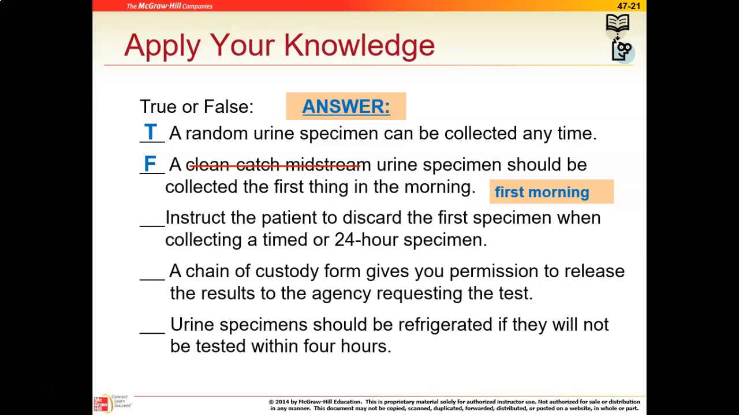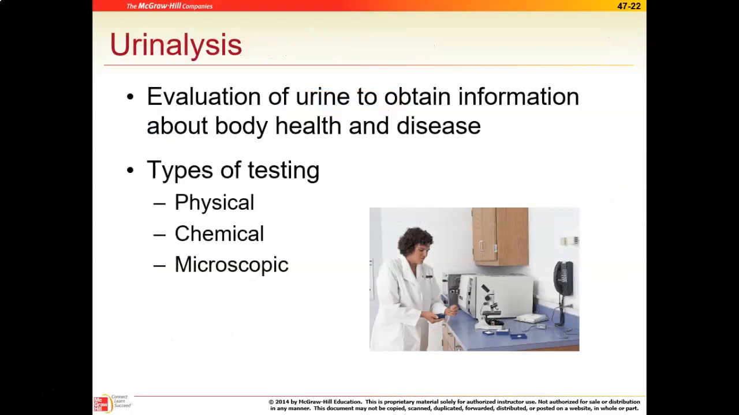You would instruct the patient to discard the first specimen when collecting a timed or 24-hour urine specimen. That is true. We would urinate and then do our time start, and so that would be the starting of the time frame. But you always discard the first one and then start your time. A chain of custody form gives you permission to release the results to the agency requesting the test, and that is true. And then urine specimens should be refrigerated if they will not be tested within 4 hours, and we just kind of discussed that. Anything more than an hour, you need to put it in the refrigerator and then allow it to come back to room temperature before you start checking it.